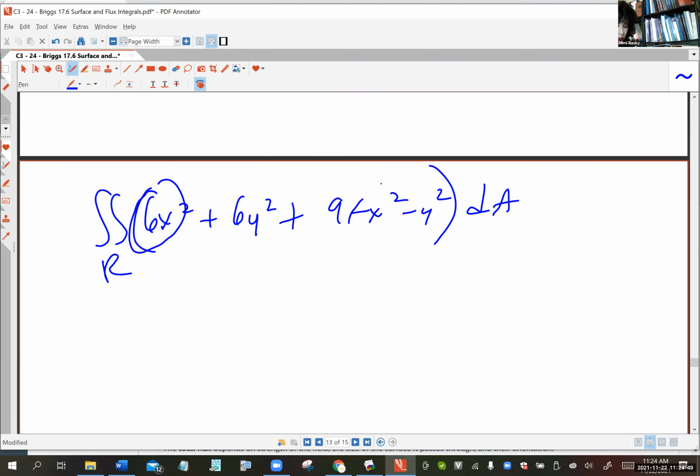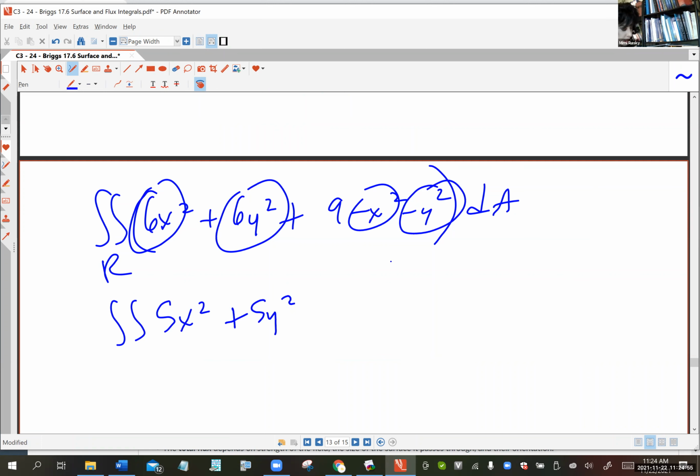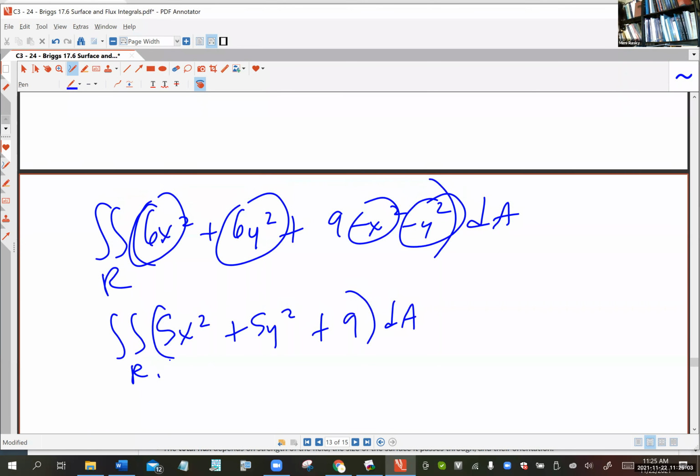I've got some x squared terms, let's add those together. I got some y squared terms, let's add those together. And I got the plus 9. Okay, fine. Now, I hope that you can see that converting to polar is going to be a good idea.